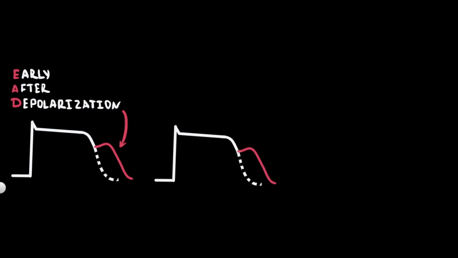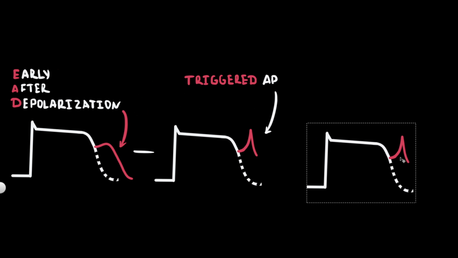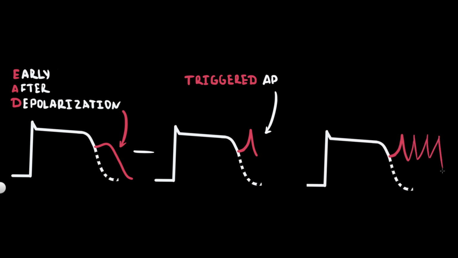When the early afterdepolarization is large enough, it can cause an action potential that goes before complete repolarization. This action potential is triggered in the sense that it is evoked by an early afterdepolarization, the occurrence of which is dependent on the preceding action potential. The first triggered action potential may also be followed by additional triggered action potentials, all occurring at less negative level of membrane potential because of incomplete repolarization.